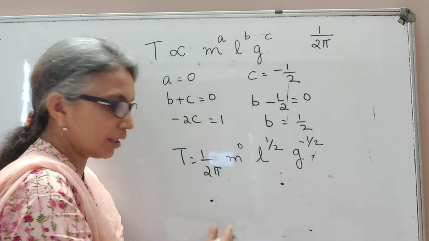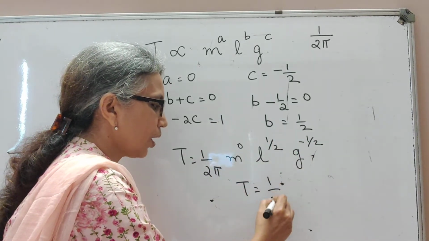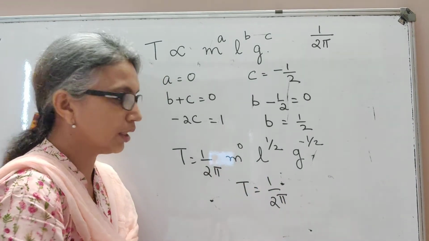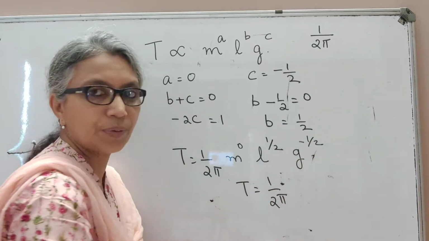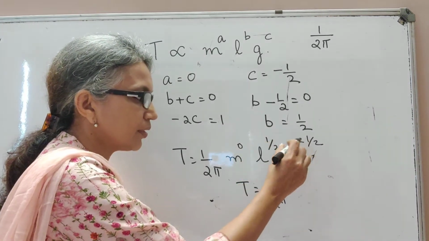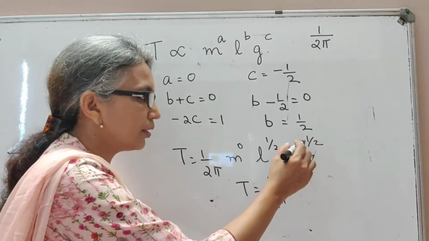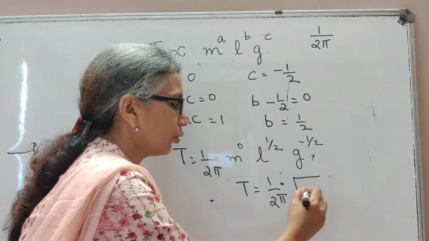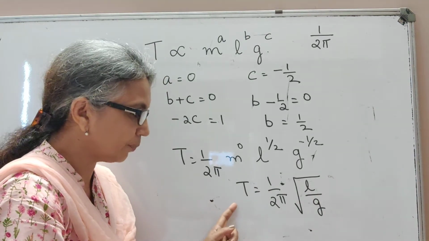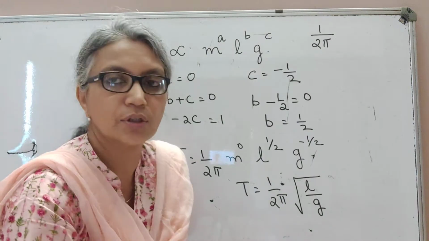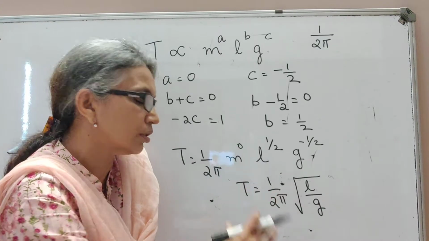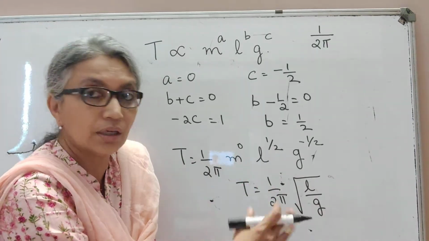Now I'll combine this whole thing and write time period is equal to 1 by 2 pi. Mass does not appear in the formula because anything raised to 0 is 1. Then both are raised to power half, which means both will come in square root. This is positive and this is negative, which means this will come in the numerator and this will come in the denominator. And we have our equation, square root of L by G. So this is the equation for time period of any simple pendulum in terms of its length and acceleration due to gravity.